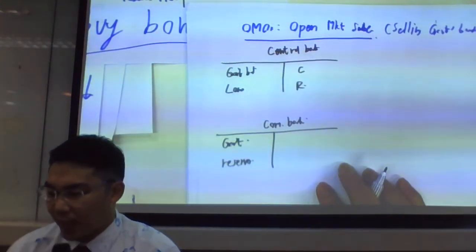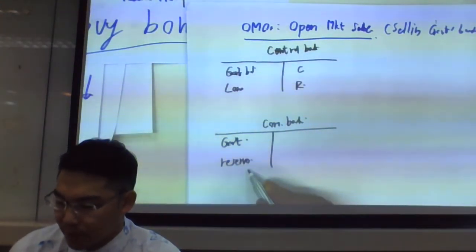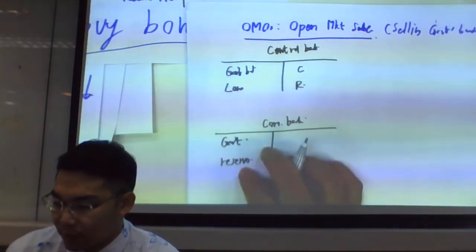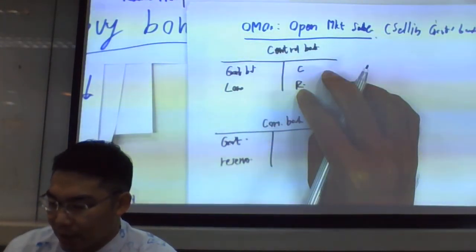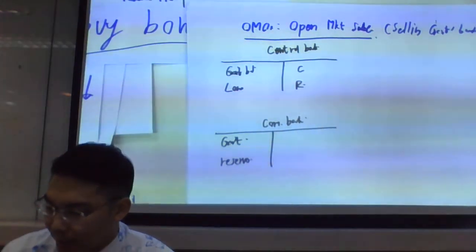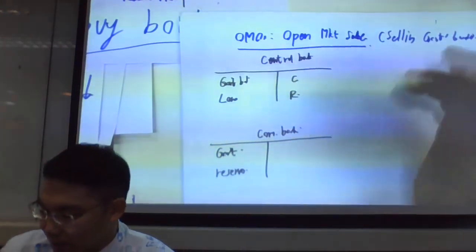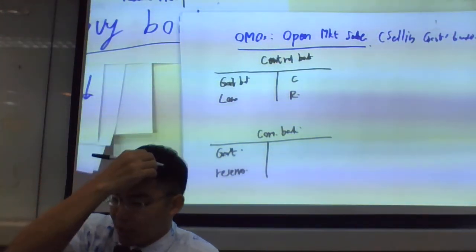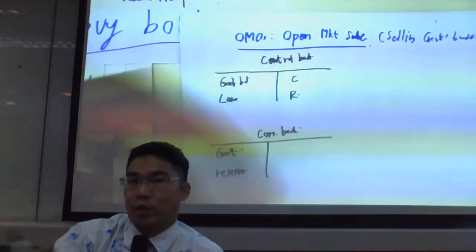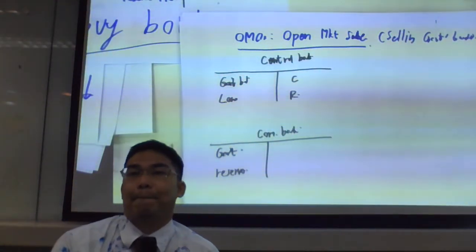Please observe carefully that the reserves appear on the asset side of the commercial bank, but the reserves appear on the liability side of the central bank. Okay, let's see. For this one, the open market sale. It is the situation in which a central bank sells the bond to the commercial bank.